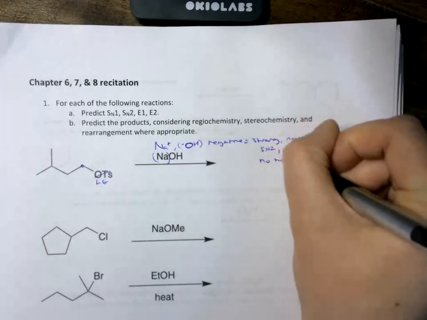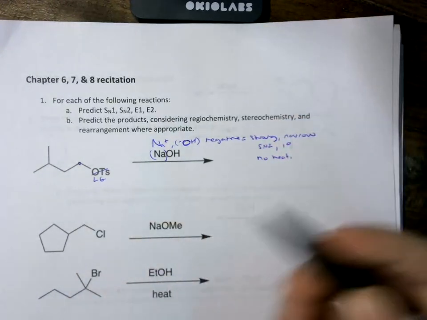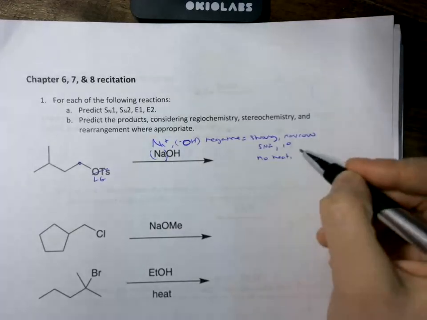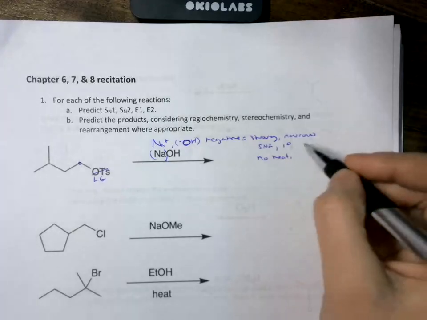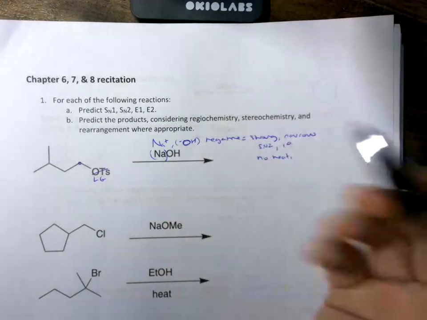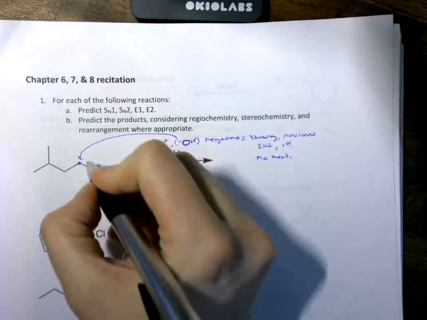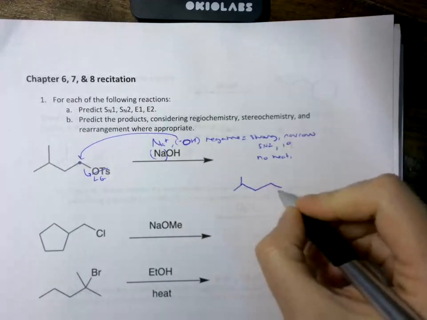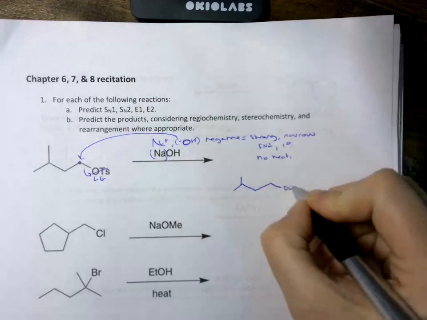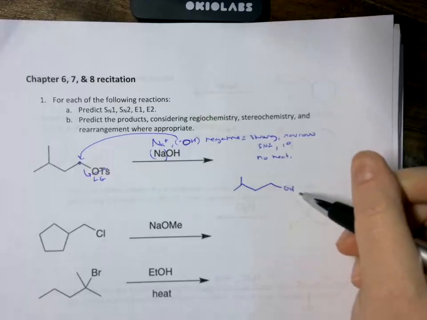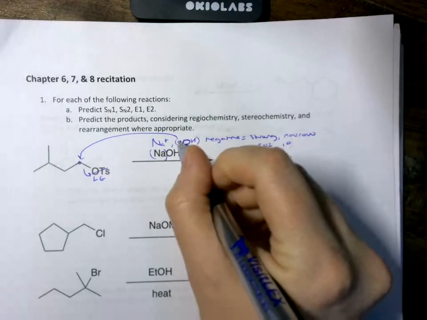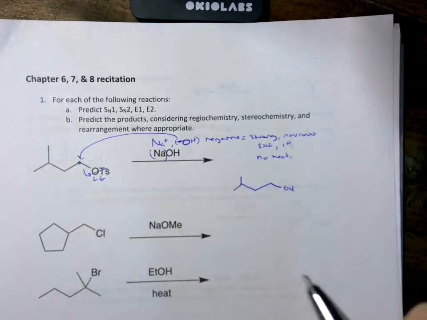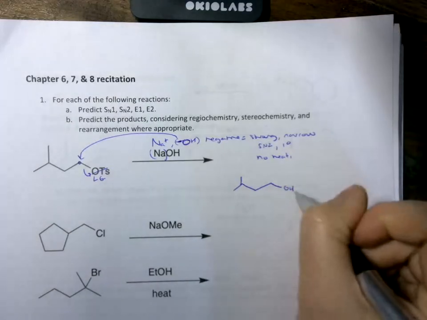There's no heat, and there's nothing else that really makes me think it would favor E2 over SN2. And it can't go E1 or SN1 because it's a primary leaving group. So I'm going to stick with SN2. I'm going to attack from the backside and kick this out. That would be the mechanism. So the leaving group becomes OH as your new nucleophile. The electrons on the oxygen that make it negatively charged form this new bond, and the leaving group leaves. So this is our product.